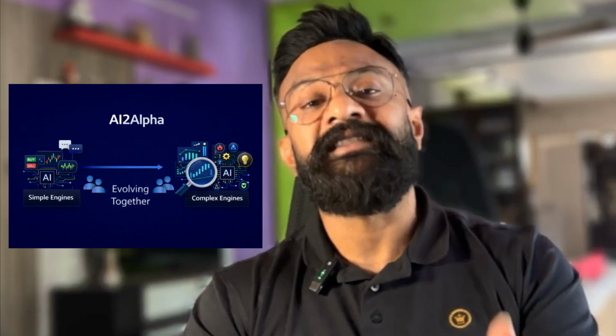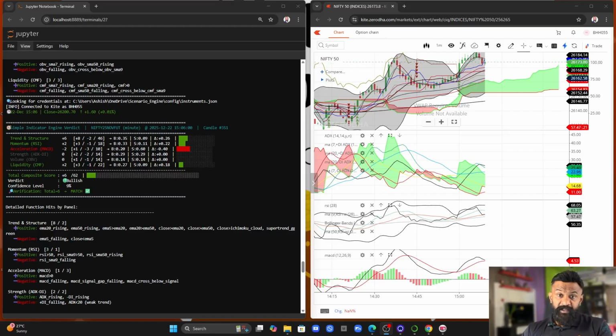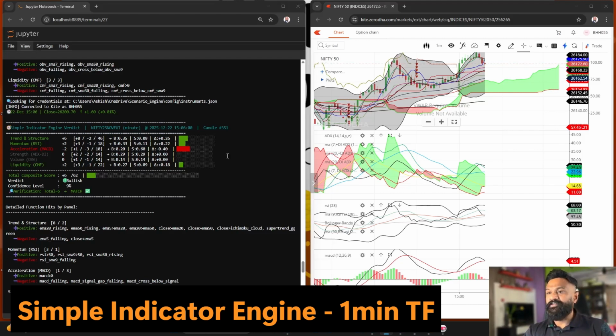Then from next week on, I will teach you how to make your own trading engine step by step. So this is not a one-way communication. It's an ecosystem. We'll start with simple engines, then gradually we'll start building complex engines, and we'll build them together. In today's episode, I will show one by one all my engines. So let's start with the simple indicator engine.